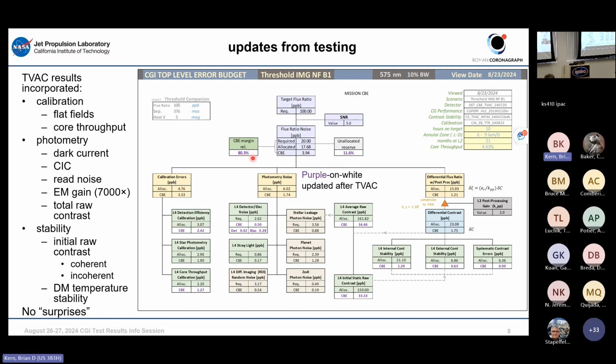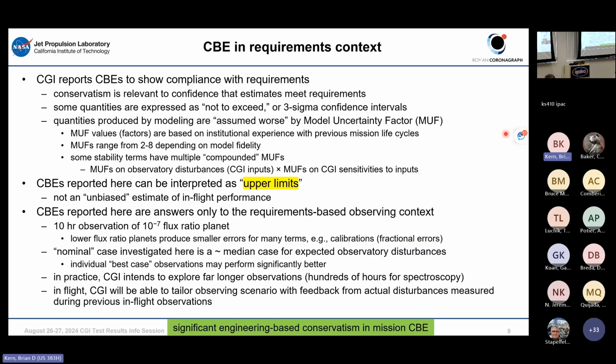they did, good. So the margin we have against our level 3 requirement is essentially exactly what we've, within a fraction of a percent, been quoting for quite some time. So that's good for this context, for this 10 to the minus 7 planet and a 10-hour observation between 6 and 9 lambda over D.